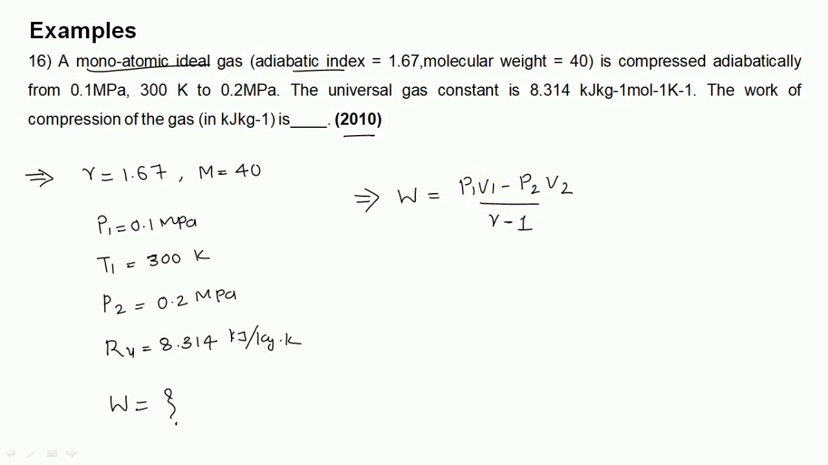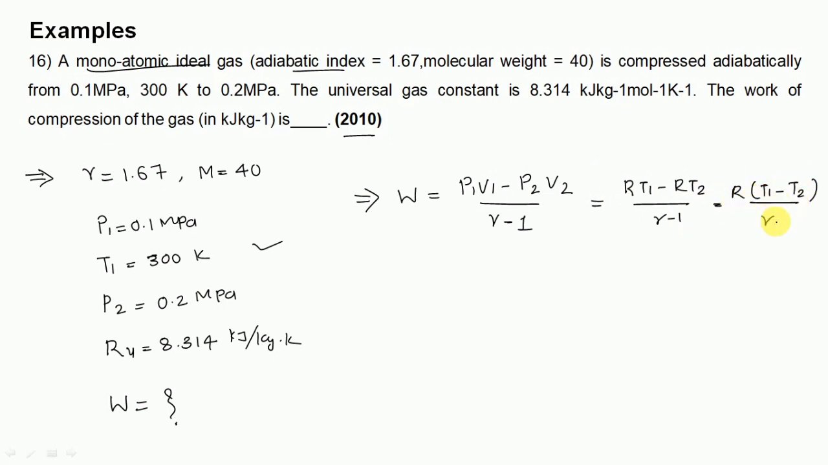But here the P1 V1 volume is not given, so we need to convert this because temperature is given. Okay, P1 is given, and that's why we need to calculate this value. An adiabatic process is given. We need to convert this equation in the form of temperature. So PV is equal to mRT, so you can write m R T1. m is 1 kg, so I do not write it here. So R T1 minus R T2 upon gamma minus 1.